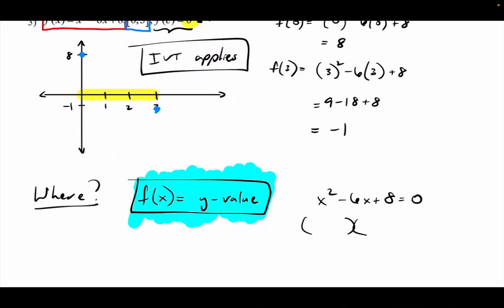To save some time, you're going to figure out what two numbers multiply to be 8 and add up to be negative 6. Negative 4, negative 2, right? And then eventually you'll get x minus 4 and x minus 2. That's how I got negative 4 and negative 2. And then when you set those equal to 0, you're going to get two answers. You're going to get 4 and you're going to get 2.